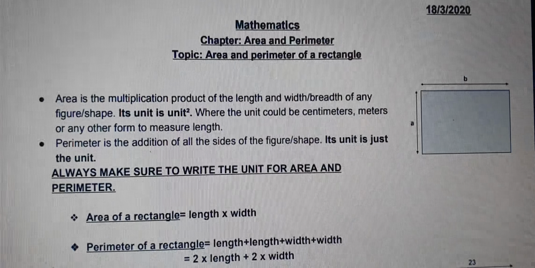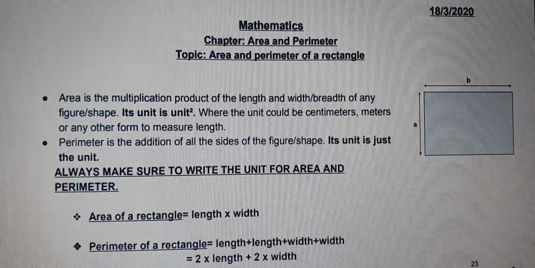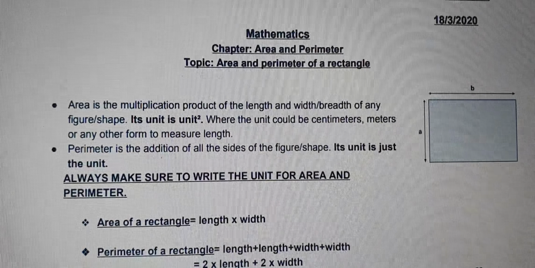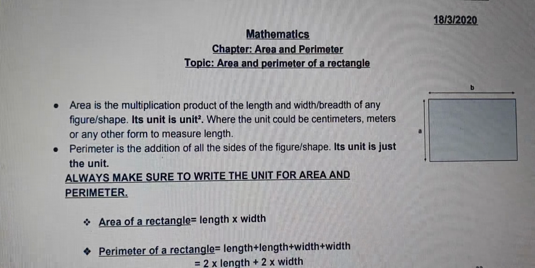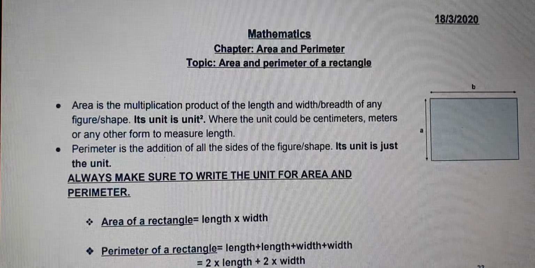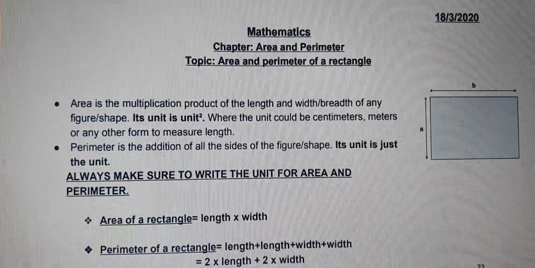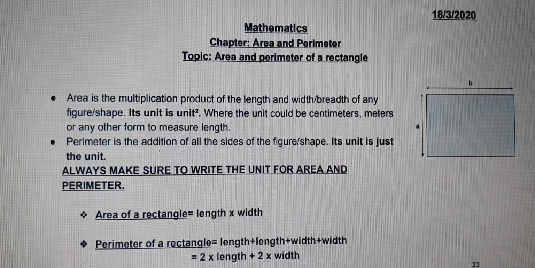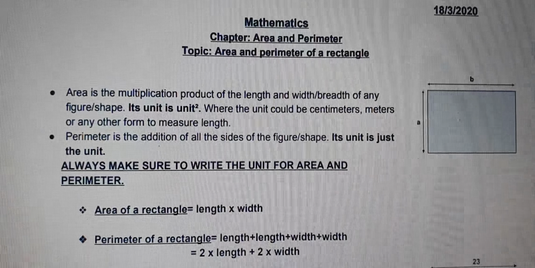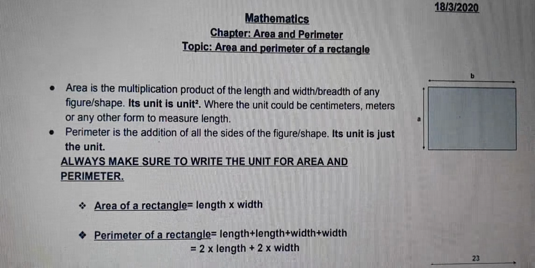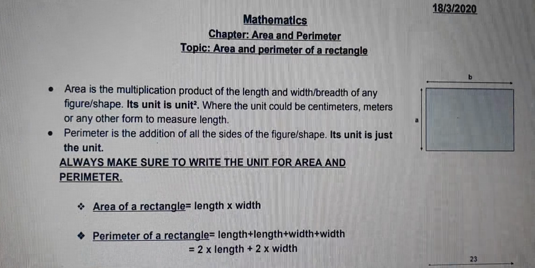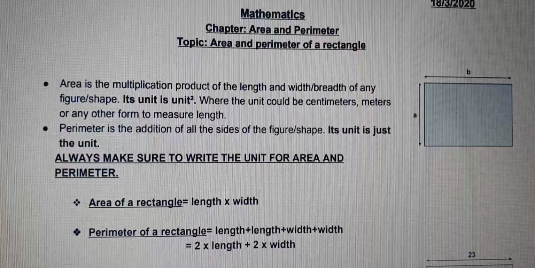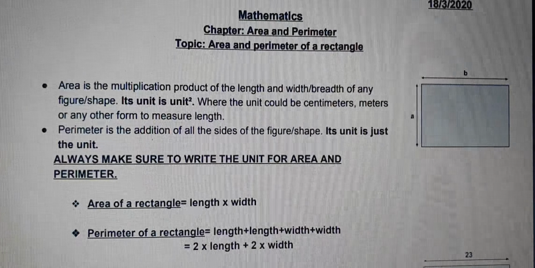Okay, girls, I'll be explaining the topic area and perimeter of a rectangle of chapter area and perimeter. As we know from our previous topic, that is area and perimeter of a square, we know that area is the multiplication product of the length and the width or breadth of any figure or shape. Its unit is unit square, where the unit could be centimeters, meters, or any other form to measure length.